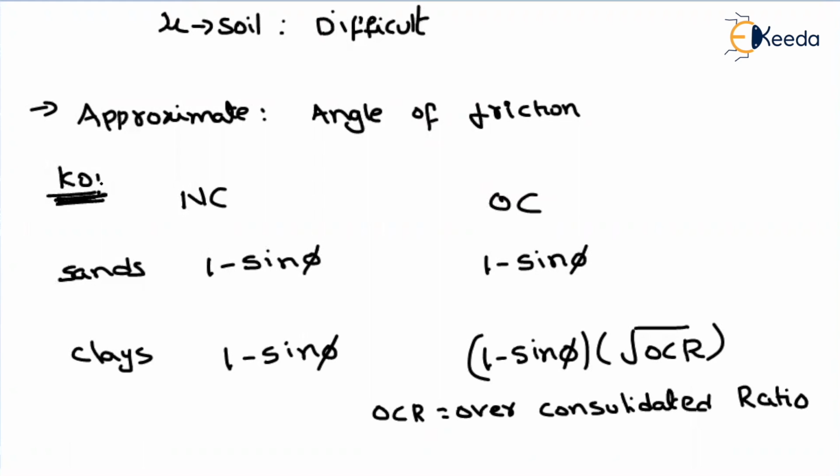In the present video, we have seen how to find the lateral earth pressure at rest condition by using the coefficient of lateral earth pressure. If it is a sand, irrespective of the consolidation, the magnitude will be equal to 1 minus sine phi. If it is a normally consolidated clay, the constant will be 1 minus sine phi. If it is an over consolidated clay, then the magnitude will be 1 minus sine phi into under the root OCR. OCR is nothing but the over consolidated ratio. Thank you.